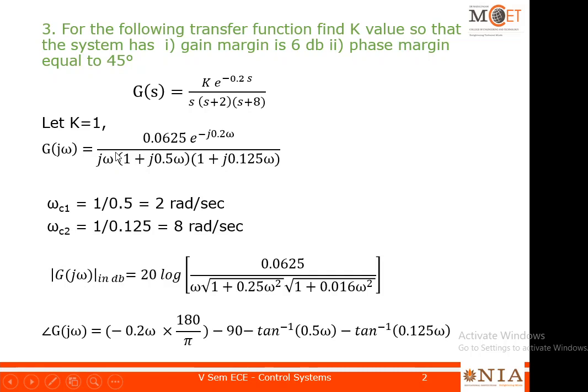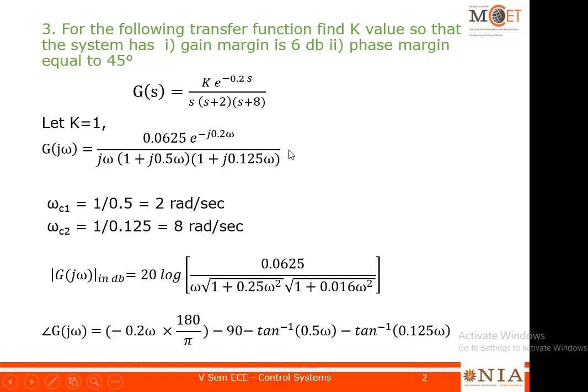So how did you get this g of j omega? First thing is k is equal to 1, second thing is s is equal to j omega, and the third is we have taken 2 and 8 out. So instead of 16 in the denominator, we have written it as 0.0625. After getting g of j omega, you have to get the corner frequencies. The corner frequencies are 1 by 0.5 and 1 by 0.125. So you got 2 radians per second and 8 radians per second.